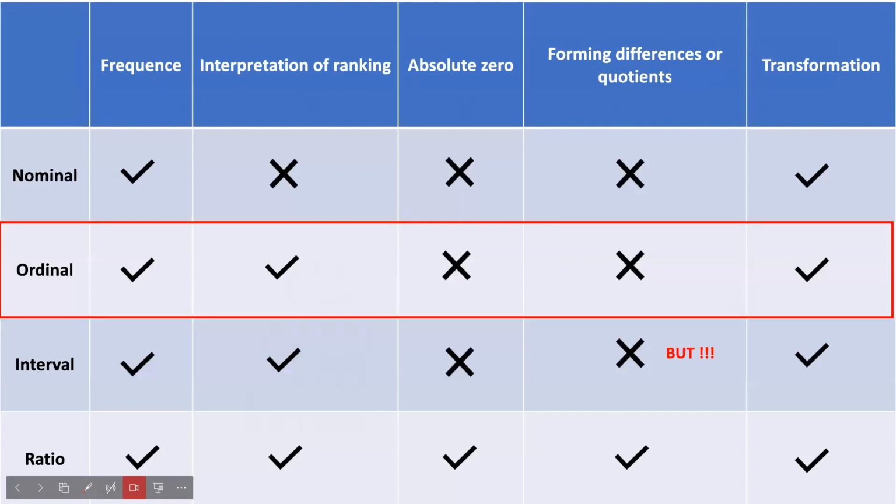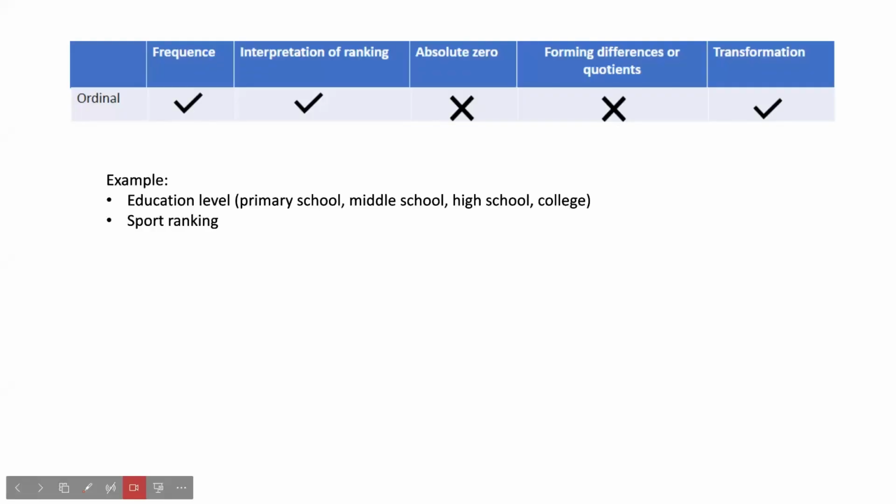The next one is the ordinal scale. In the ordinal scale, we can interpret the ranking and the order. So let's take a look. What is the ordinal scale? The education level and the sport ranking are ordinal scales. In the ordinal scale, we can interpret the ranking or the order. So we can see primary school has a lower education level than high school, and college has a higher education level than high school.